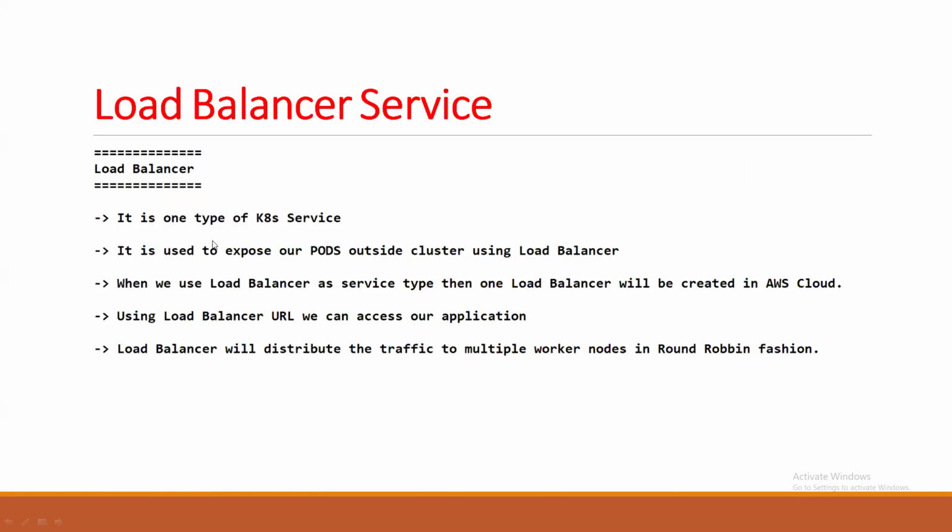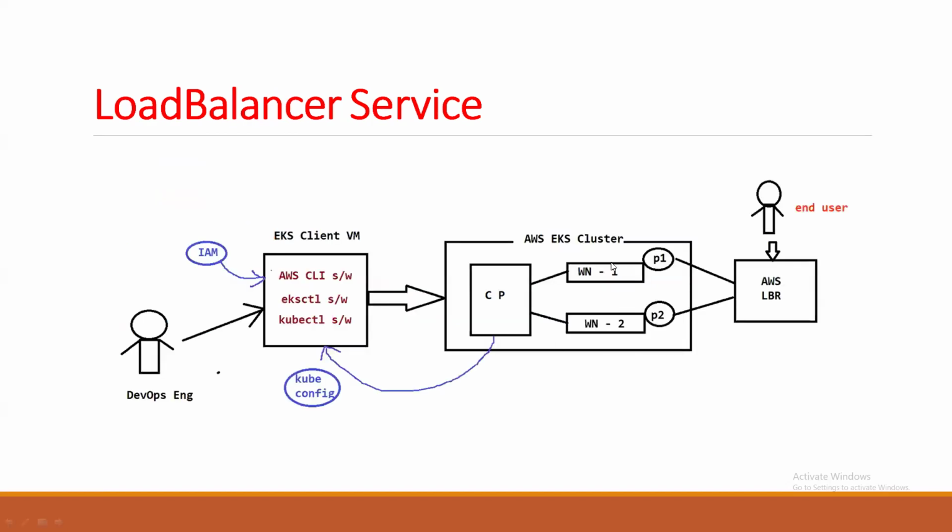So load balancer is one type of Kubernetes service. It is used to expose our pods outside the cluster using the load balancer. For example, we have two nodes, right? Within the two nodes, we can create a load balancer. When we use the load balancer as a service type, one load balancer will be created in the AWS cloud. Using the load balancer URL, we can access our applications. The load balancer will distribute the traffic to the multiple worker nodes in round robin fashion. So this is the load balancer.